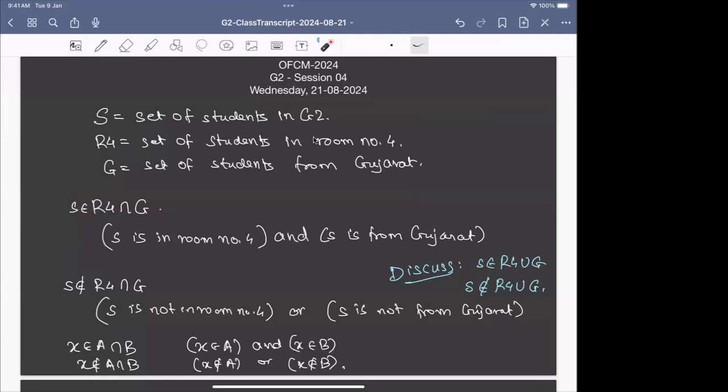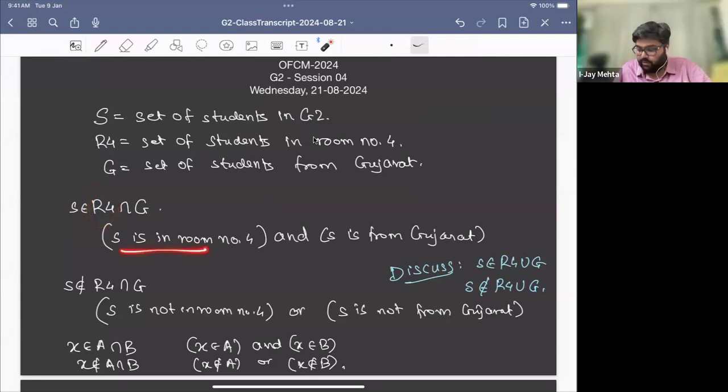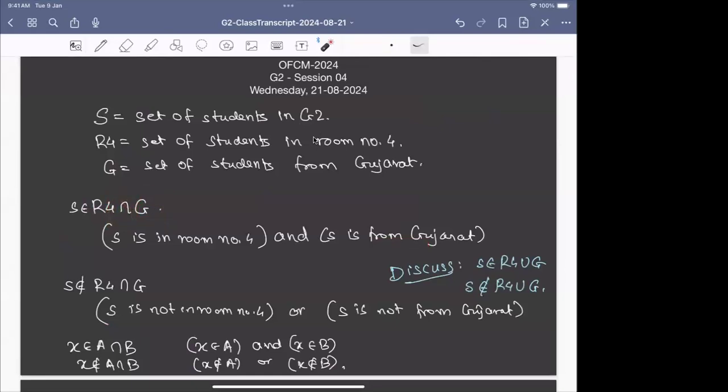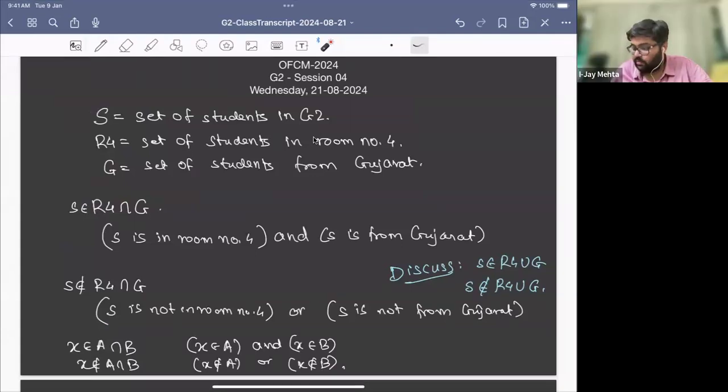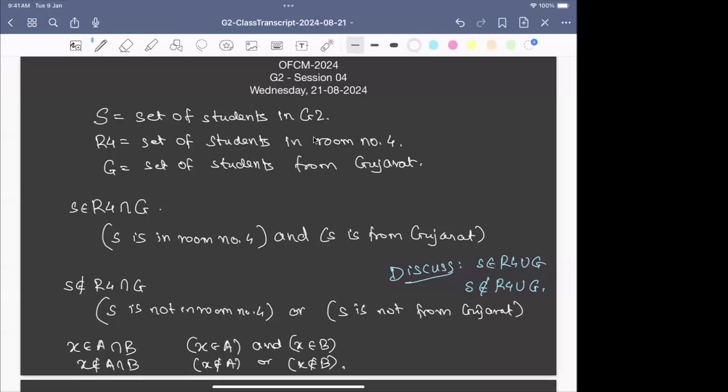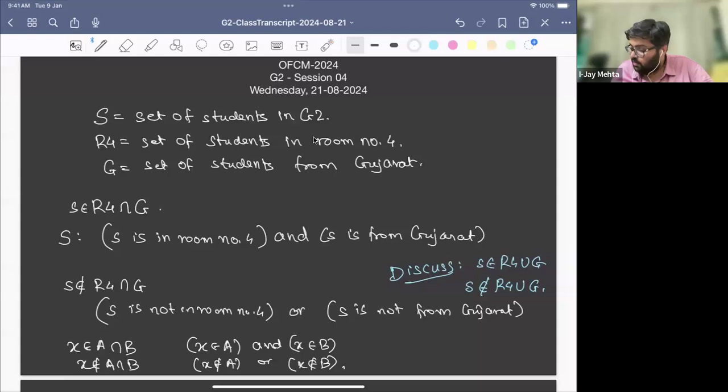Sakshi? Yes, so R4, students in room number 4, intersection G, students from Gujarat. So intersection is there. What is the meaning of intersection? S belongs to both of them. Yes. So here x is in A intersection B, that means x is in A and x is in B. So that means S must be in room number 4 and must be from Gujarat. Both must be true. Is it clear? So can we say that in intersection, and is used? Yes. So here I've written intersection is used and both have to be true, right?